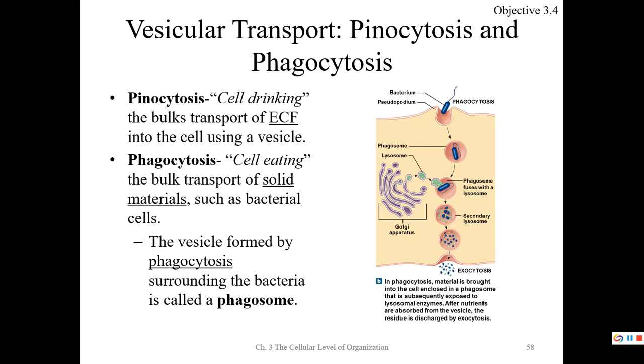Now, the vesicular transport types pinocytosis and phagocytosis. Pinocytosis is called cell drinking. Think about this: you might drink a wine called a Pinot Noir or a Pinot Grigio, a Pinot wine. Pinocytosis means cell drinking. It is the bulk transport of extracellular fluid, ECF, into a cell. Phagocytosis is cell eating. This is cells bringing in bulk stuff from the outside world, solid materials. It might be a bacterial cell, for example. A bacterial cell gets phagocytized.